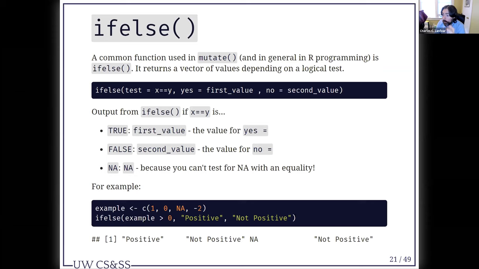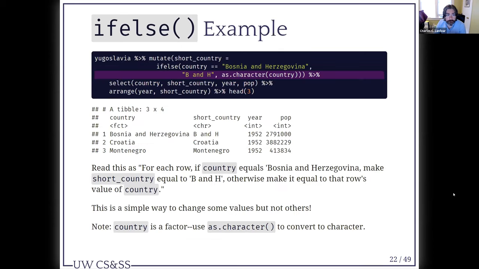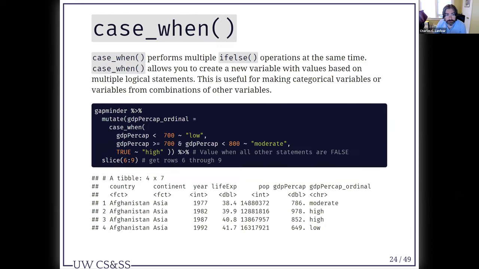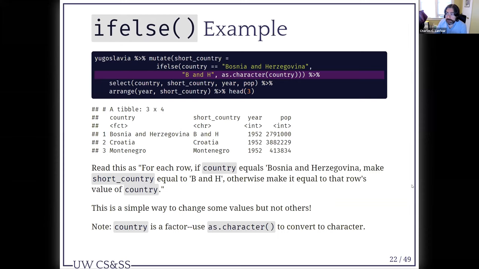Great question. What are the differences in utilization of ifelse and case_when? I'm going to show you case_when in a second. Case_when is just a way to do multiple ifelse statements in a row, so it's actually the exact same thing. Case_when is my favorite function in dplyr and is tremendously powerful. I'll show it two slides ahead.